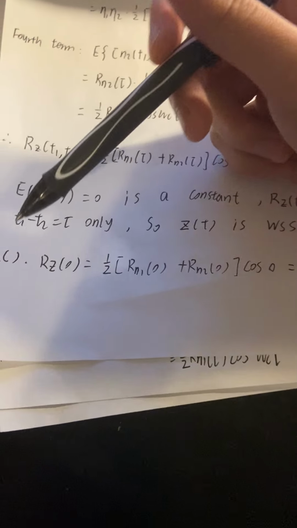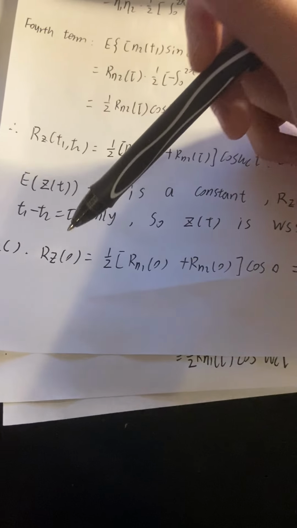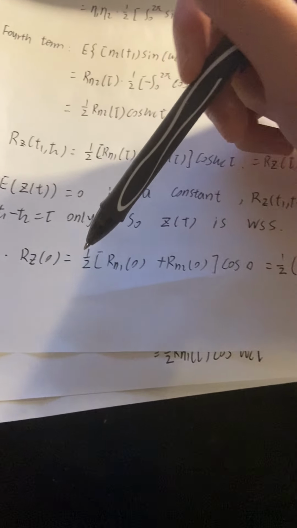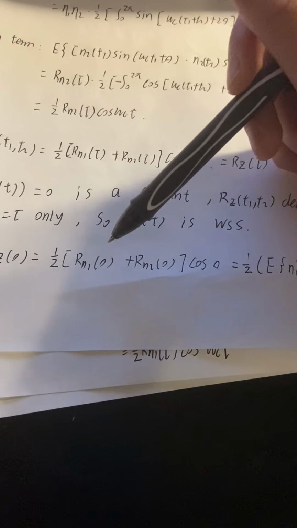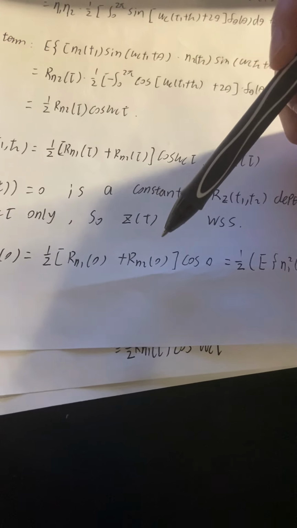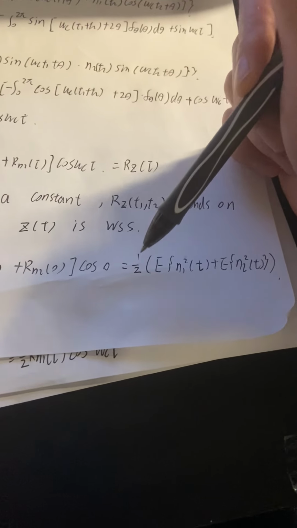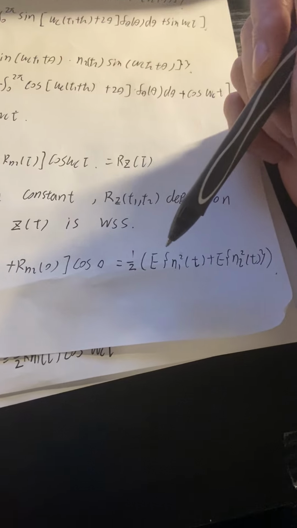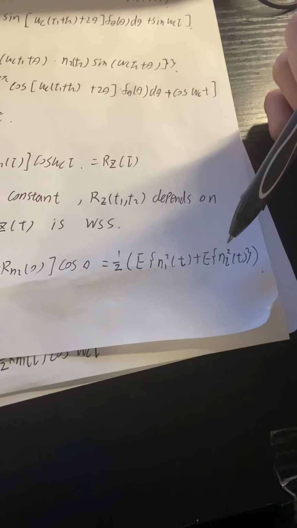For part C, we need to find R_Z(0). R_Z(0) is equal to 1/2 times (R_N1(0) plus R_N2(0)) times cosine 0. So the final result is 1/2 times (E[N1(t)^2] plus E[N2(t)^2]).